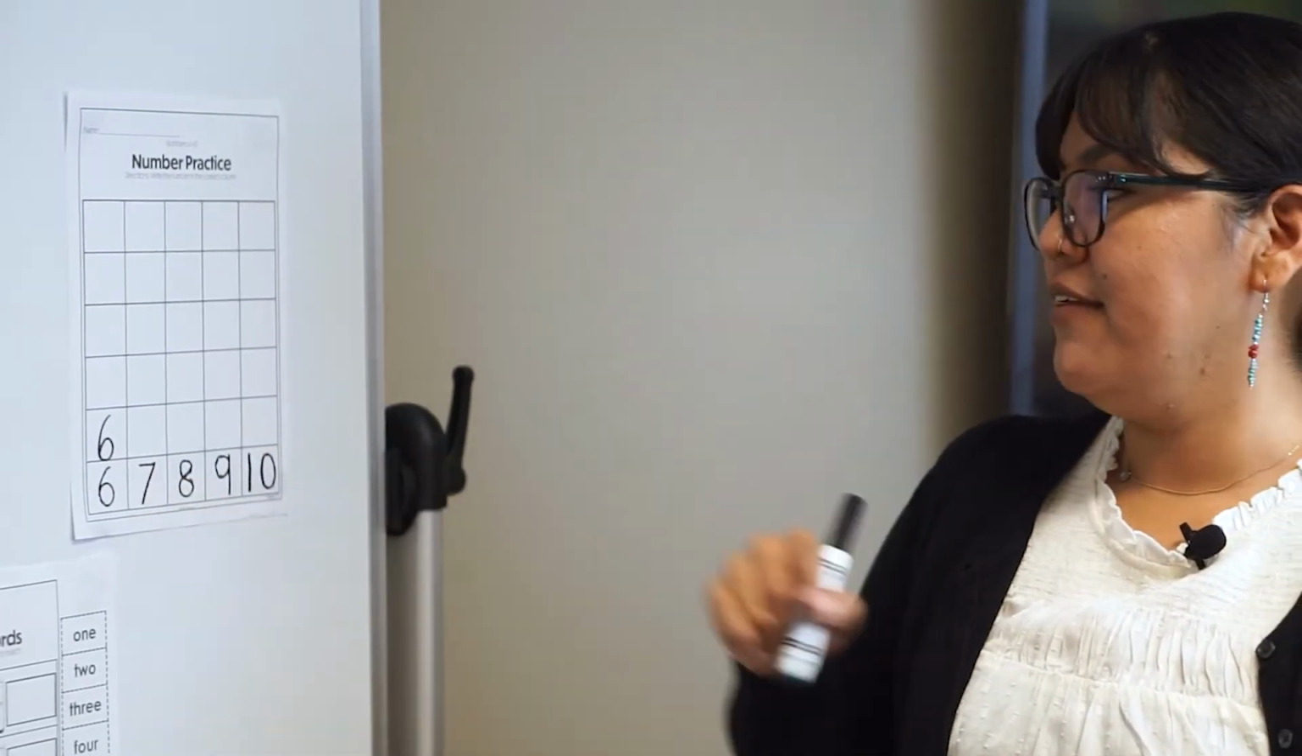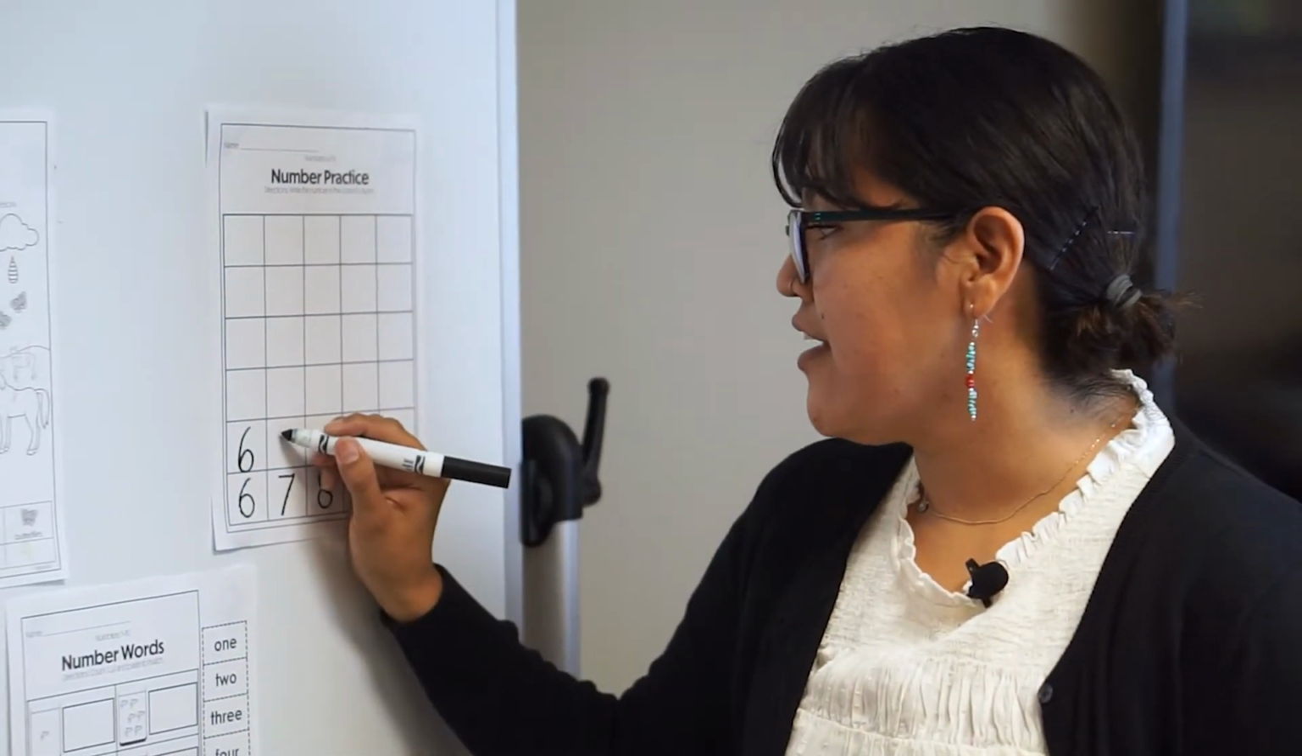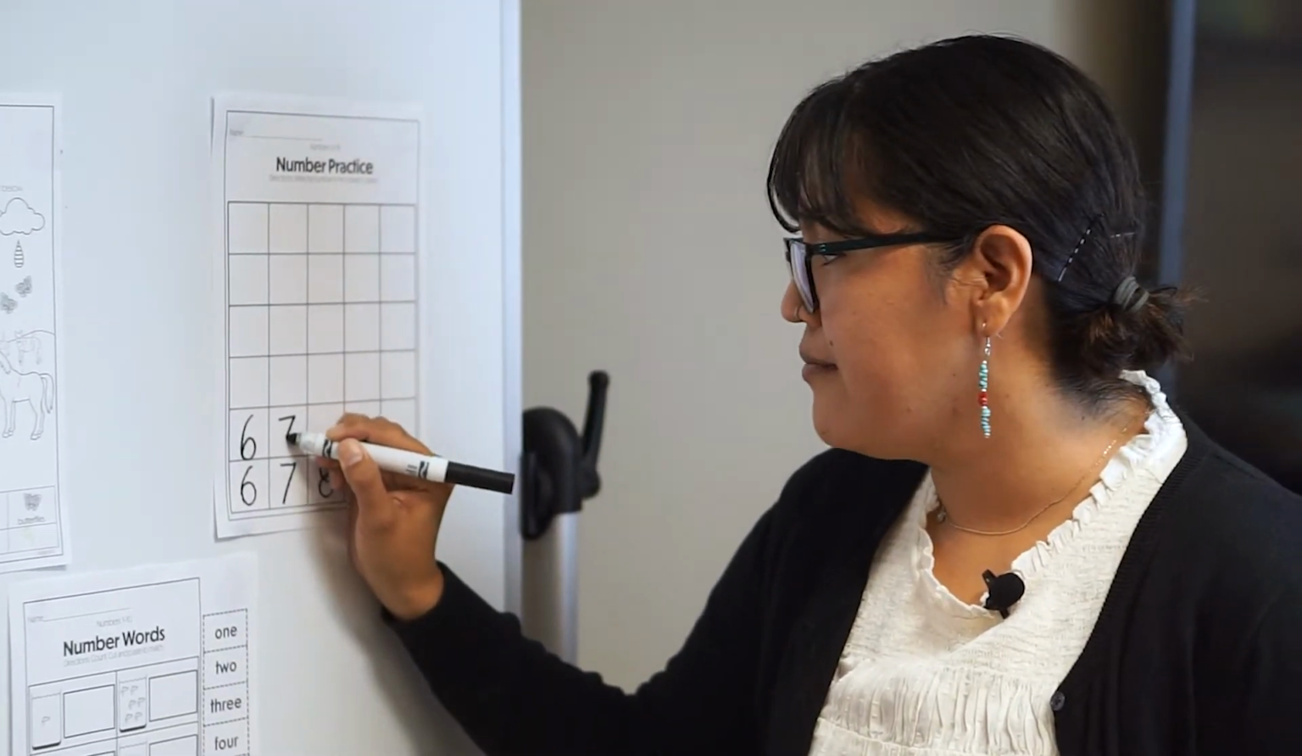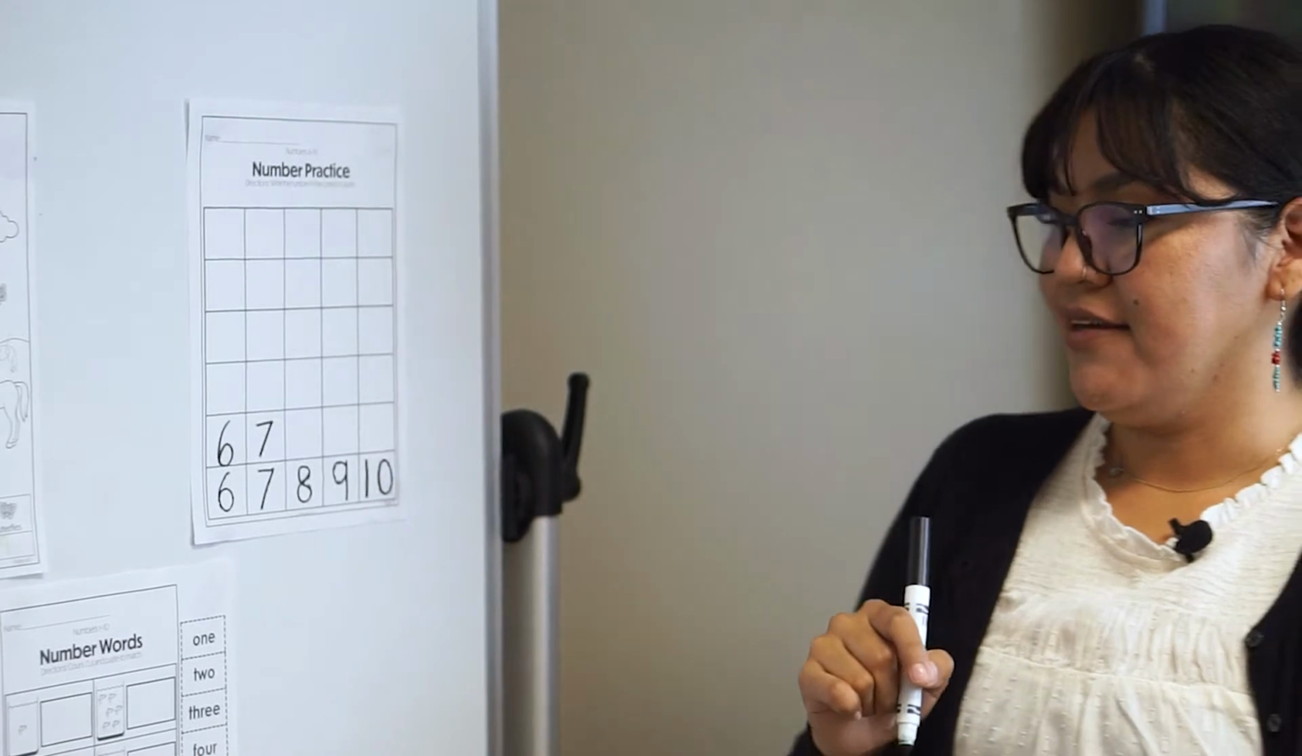Let's go to 7. Let's write the number 7. So we're gonna have a short line, stop right there, and then we're gonna come down, make a number 7.